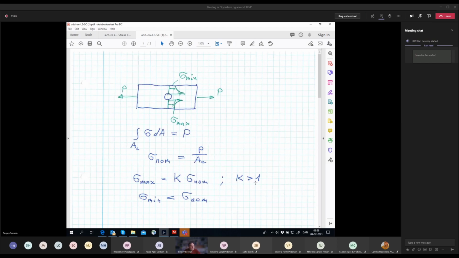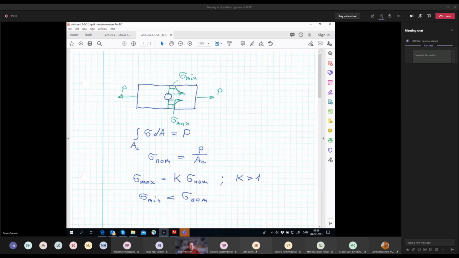3, 5, or whatever, depending upon the shape of the hole and the relation between the radius or diameter of the hole and the width of the specimen. But then also what is very important to notice is that this minimum stress, the stress which acts at this edge here, is less than nominal.